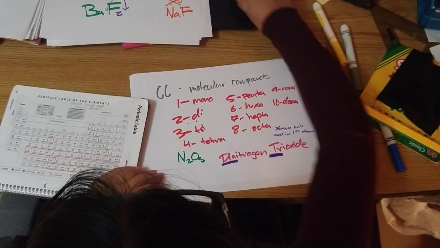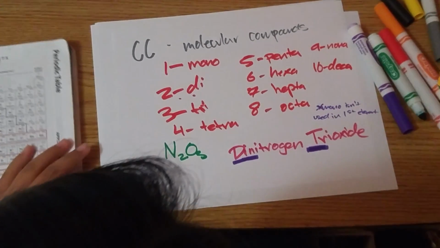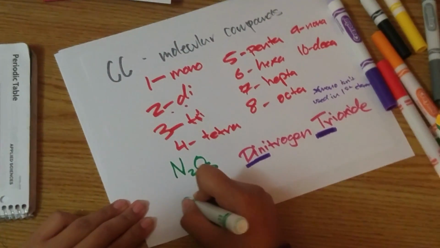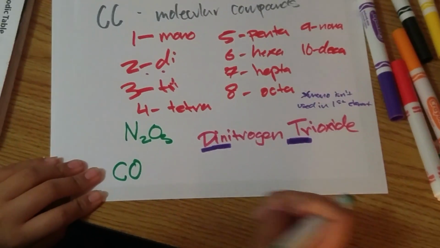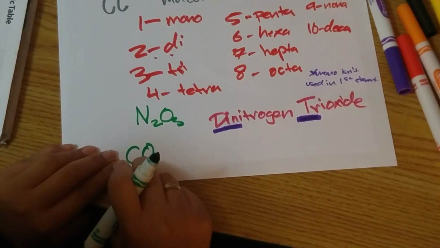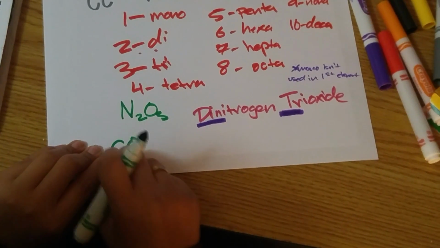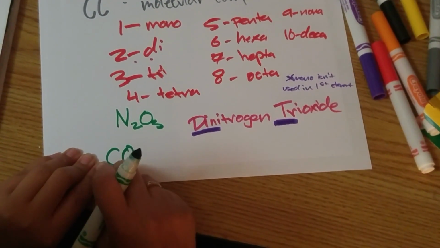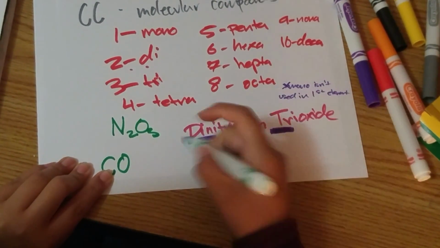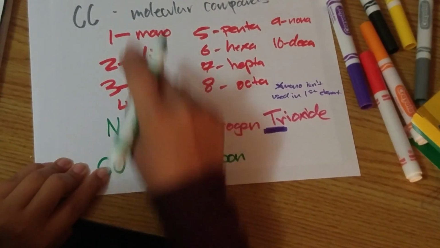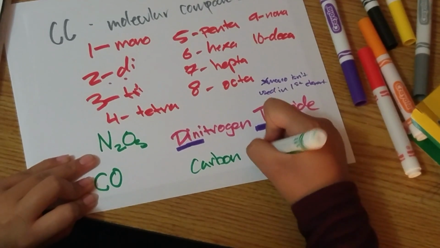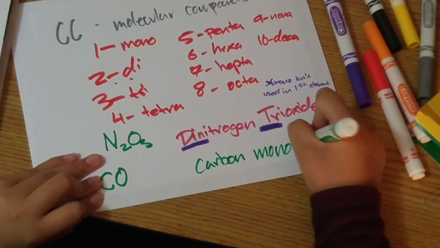And another one, let's do CO, which should just be carbon oxide. Because, as you can see, there's only one. Well, actually, it would be carbon monoxide, since there's only one. And what did we say? Mono isn't used on the first element, so it's carbon. And there's one here, so monoxide.